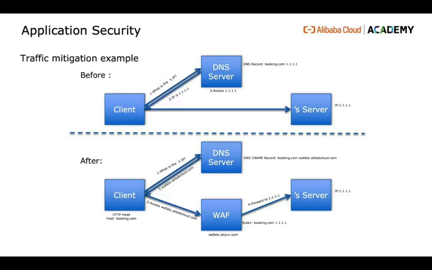But to put WAF in between, you need to operate on DNS servers by adding a DNS CNAME record. The CNAME is given by WAF after you create the domain protection instance. By doing this, the new client request to booking.com will be resolved by DNS servers to the WAF instance first. Then WAF will do the necessary filtering and send the normal traffic to the original server.